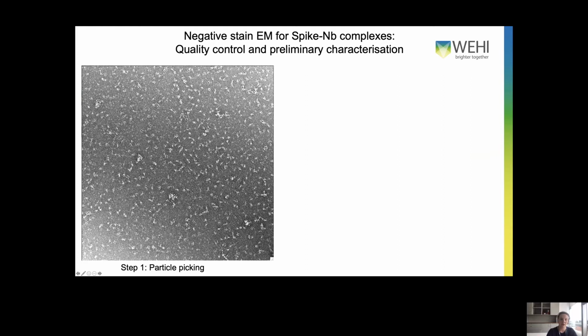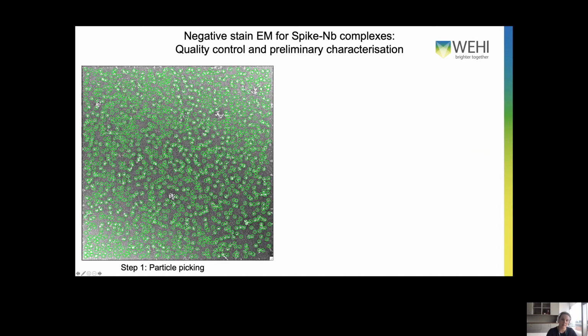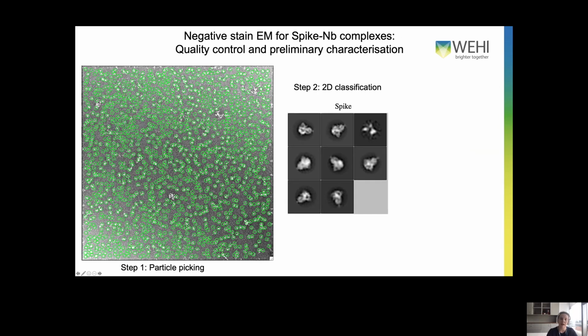What we did is also we analyzed this preliminarily to understand what kind of particles we're dealing with. So we picked the particles. Those are just those white, high contrast particles. And then we classify them. So this is shown here. This is classification of the spike alone, so without bound nanobodies. And you can see this very ice cream shaped particle, similar to what I showed you before in the MD simulations.